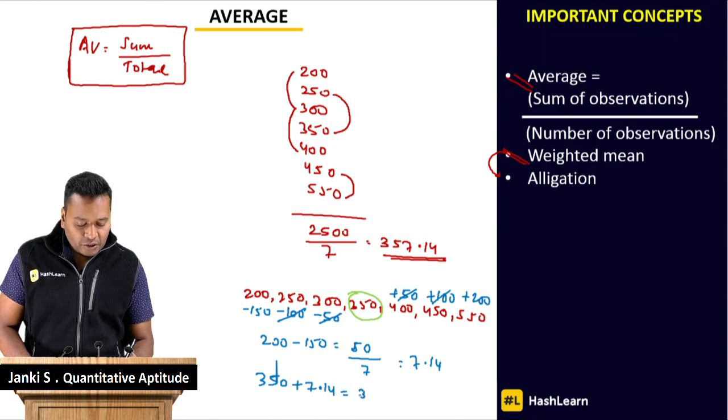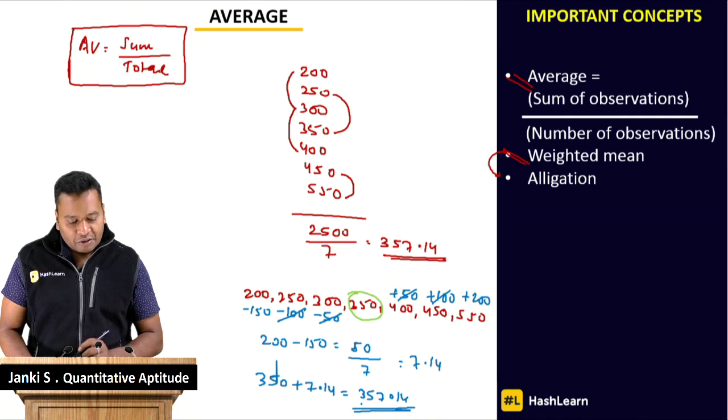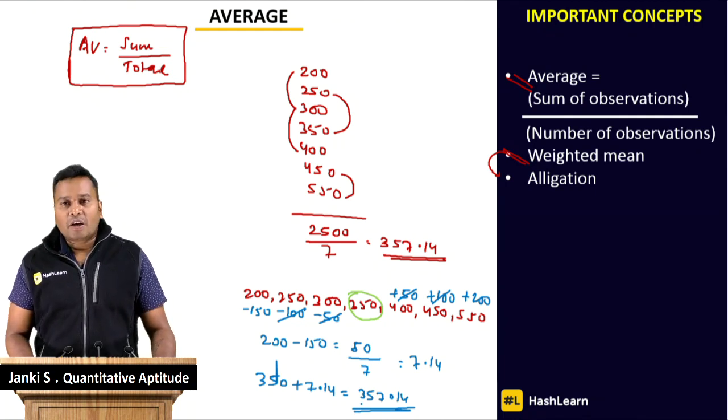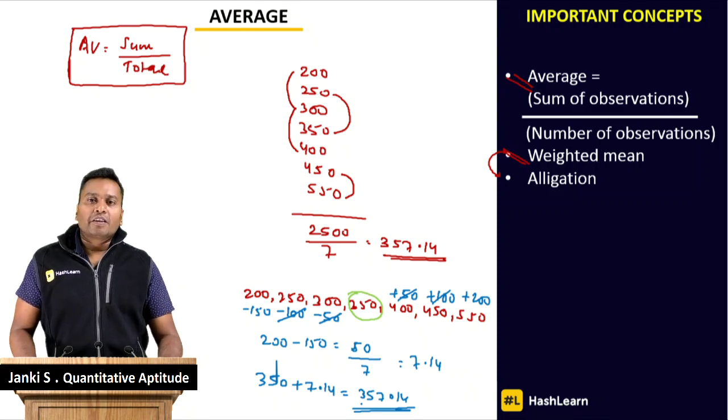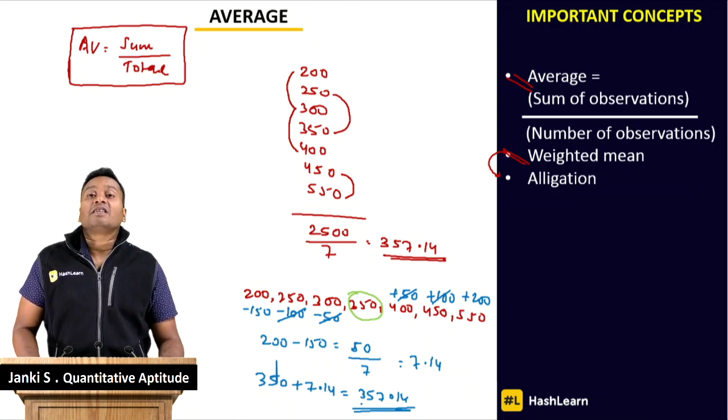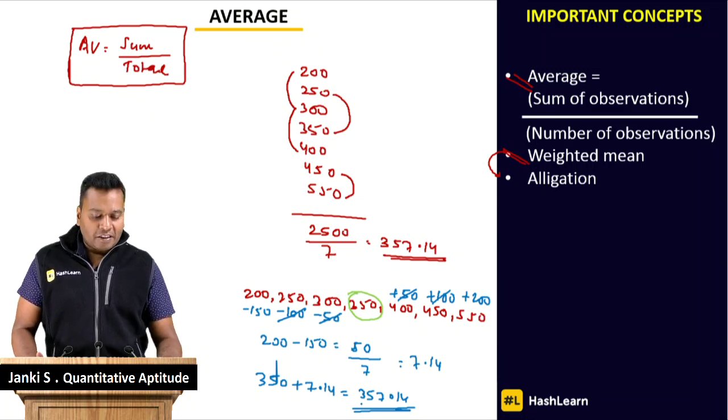So what is the total value now? That's about 357.14, which is my average, right? So that's the second method which you have to utilize when you are working on the average part. Whenever you use average, your job is to balance the thing. If you are able to balance, it means you are utilizing the average directly.